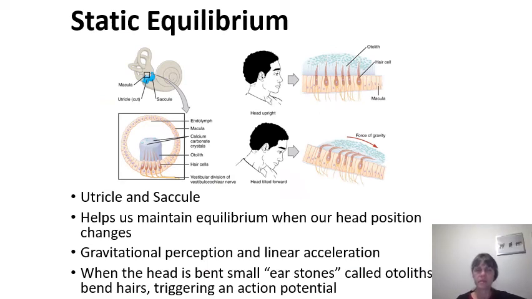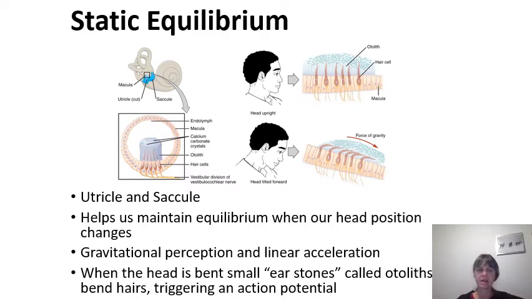Static equilibrium is determined by the maculae found within the utricle and the saccule in the vestibule. And the utricles help us understand horizontal linear movements and bending the head forward, where the saccules help us understand vertical acceleration and deceleration.